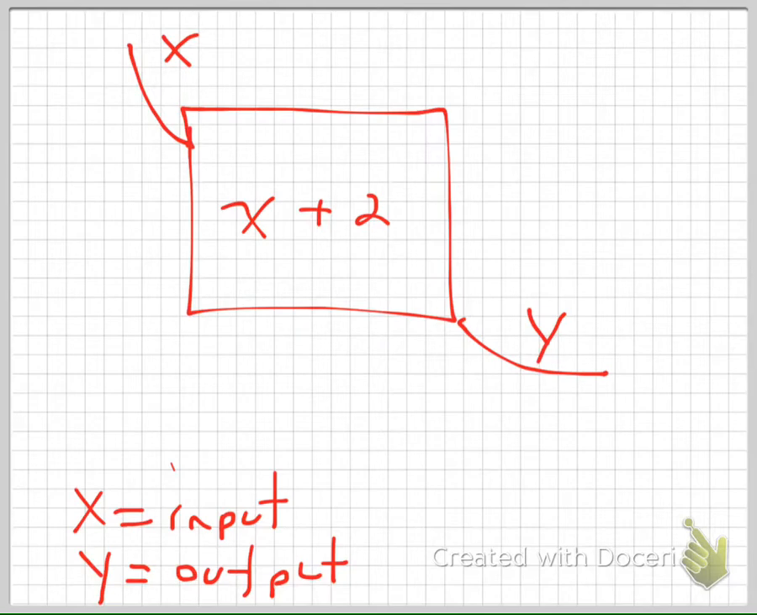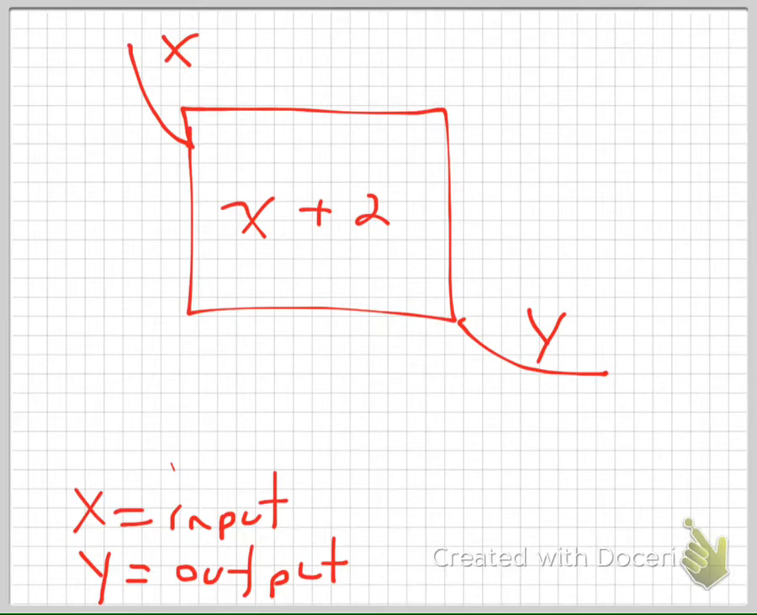Everybody drawn the chart here and written down? X is the input, Y is the output. You should have exactly what I have down here on your paper. In a function, when you put one number in, only one number can come out. When it's a function, you put one number in, only one number comes out. That's the important thing about a function.